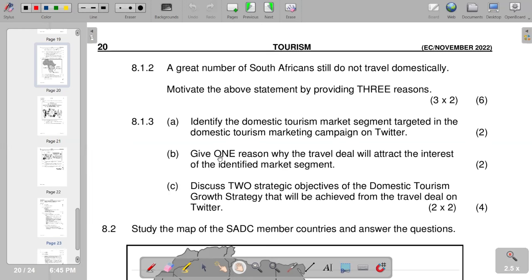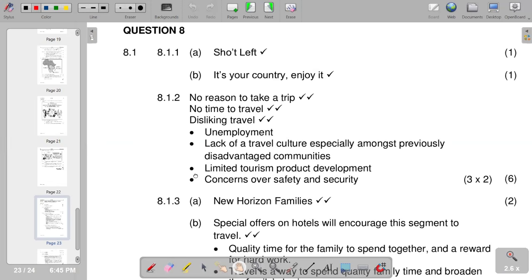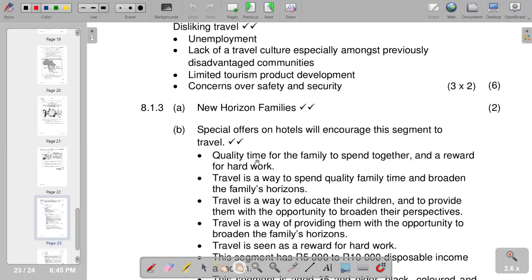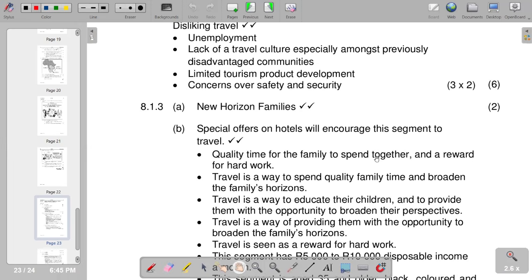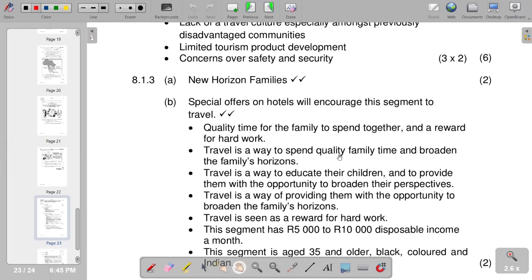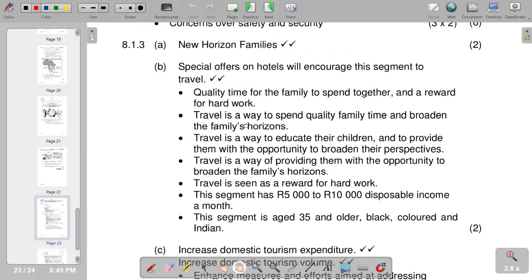So on B, give one reason why the travel deal will attract the interest of the target of the identified market segment. So with that, you see that special offers on hotels will encourage this segment to travel, and also quality time for the family to spend together and the reward for hard work. Travel is a way to spend quality family time and broaden the family's horizon. So further points we also have that are correct.